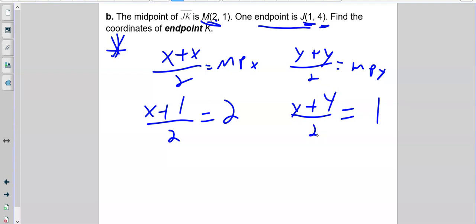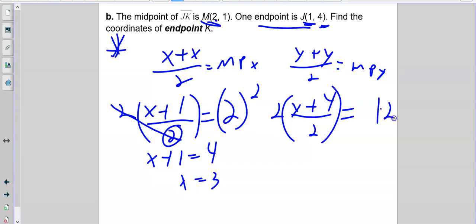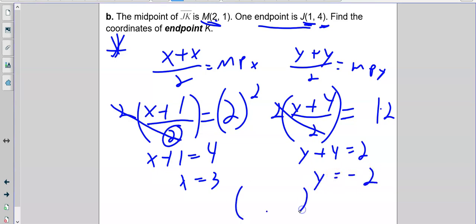And now I just work backwards. If I want to get rid of this 2 down here, I'm going to multiply by 2, and I'm going to do that on both sides. That cancels, and I get x plus 1 equals 4. And then when I subtract 1, I get 3. Over here, I'm going to do the same thing. Multiply by 2, multiply by 2. They cancel. I get y plus 4 equals 2. I subtract 4, y is negative 2, and my endpoint is 3, negative 2.